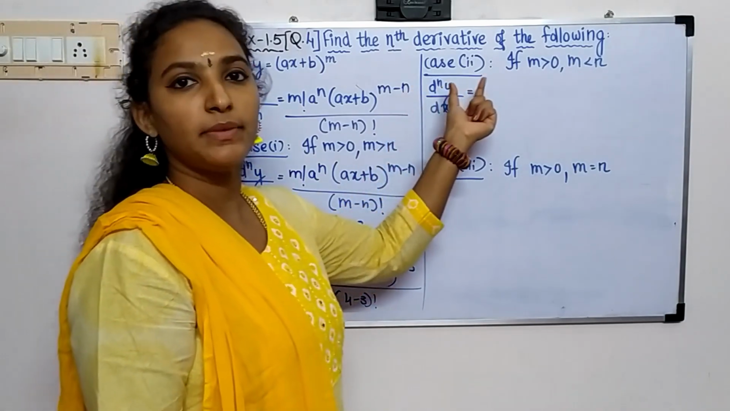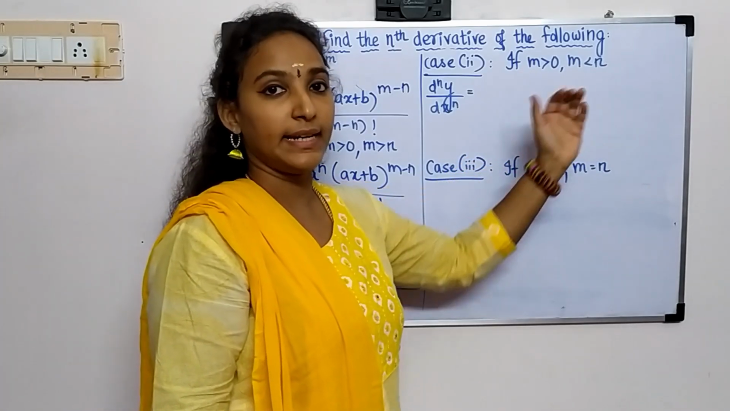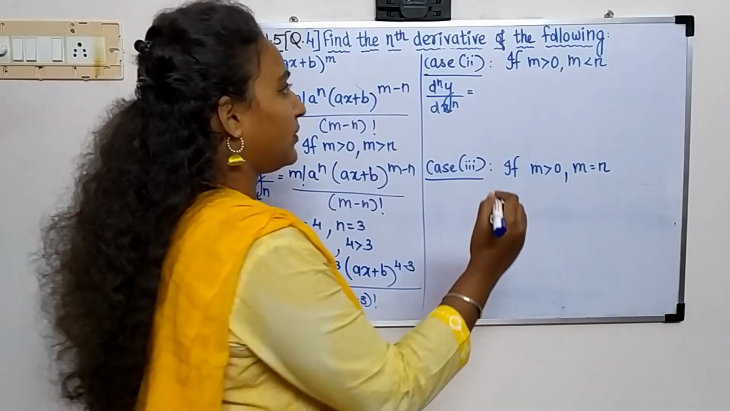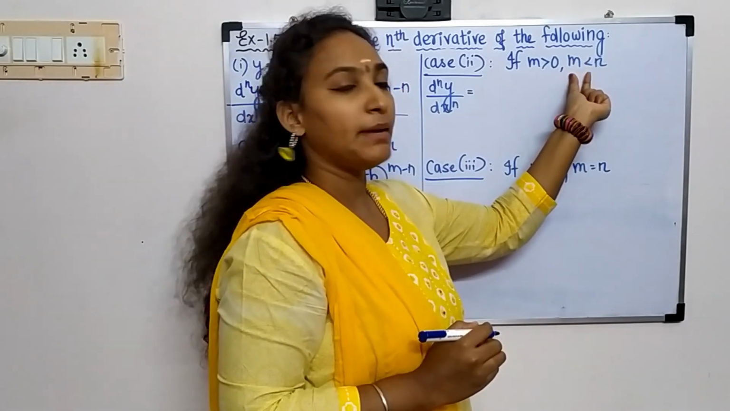Now come to the case number 2. We have m is greater than 0 but m is less than n. It is less than n. For example, take n to be 3 and m to be 2.